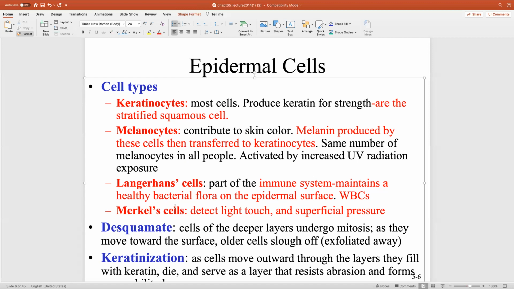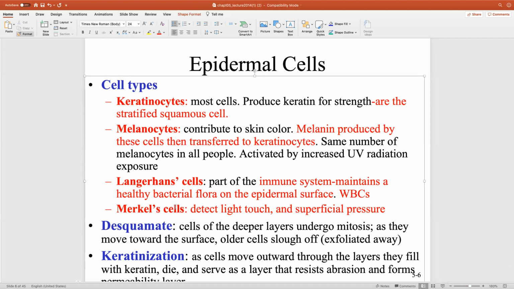Now the Merkel cells right here, they detect light touch. They are superficial in terms of they're able to interpret superficial pressure. So somebody's just kind of rubbing on your skin, right? Scratching a little bit. That's the Merkel cells' job, to receive that message that you're having some kind of light touch, and then be able to send an action potential to the brain eventually, so then you can actually sense that sensation.